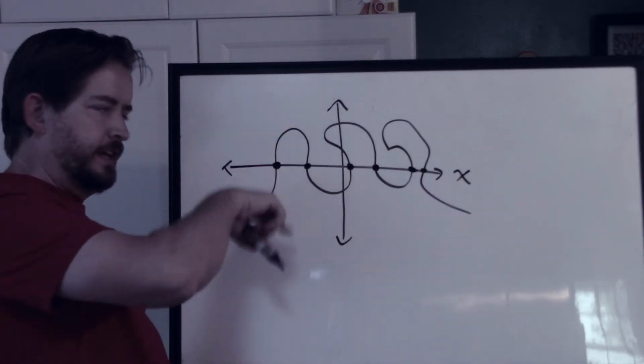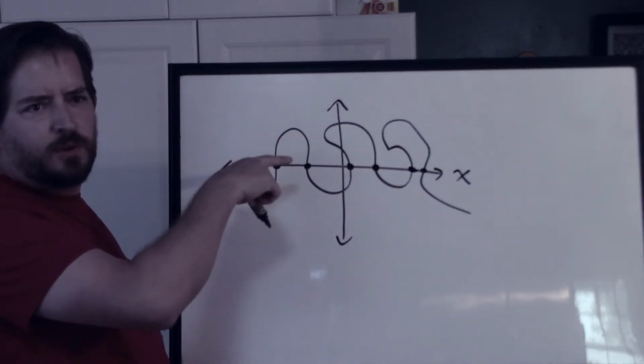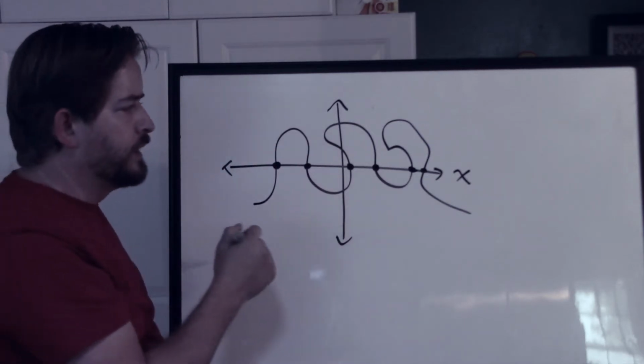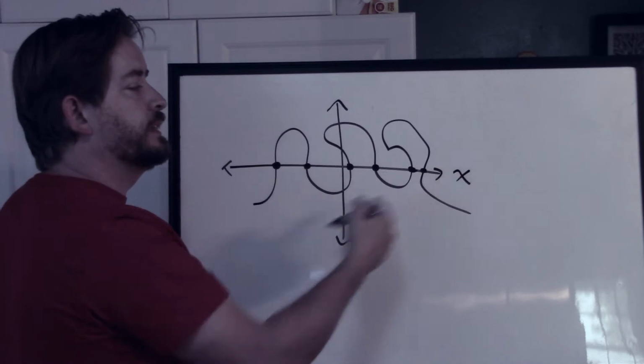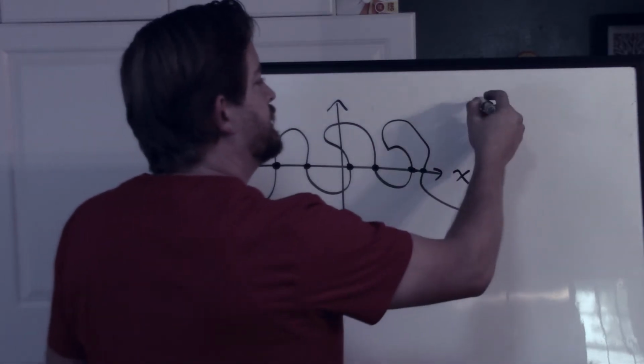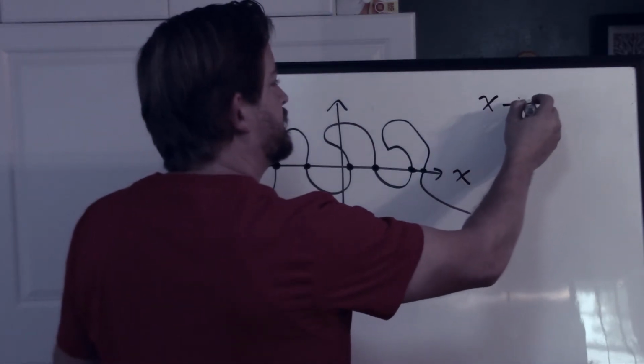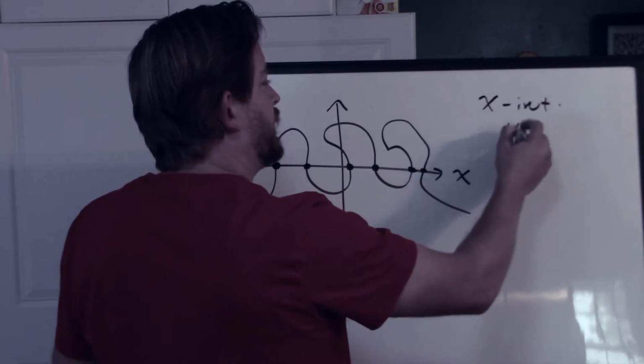That is to say that they don't have a y value. They do have a y value, it's 0. And so every time that the graph has a y value of 0, we say that that's an x-intercept. So x-intercept is when y is equal to 0.